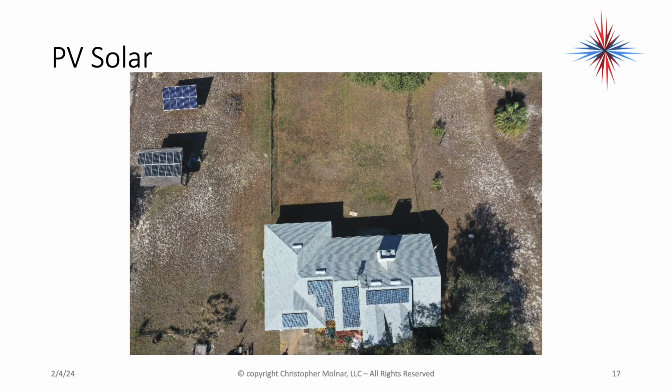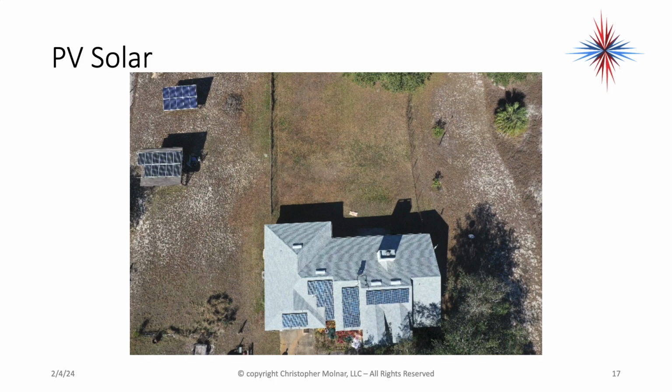This is an example of a PV solar system. Now, we're going to talk about arrays as we go through here. You can see that this property has 1, 2, 3, 4, 5, 6 arrays on it. An array is a set of solar panels that are all tied together with the same pattern, with the same angle, and the same facing.